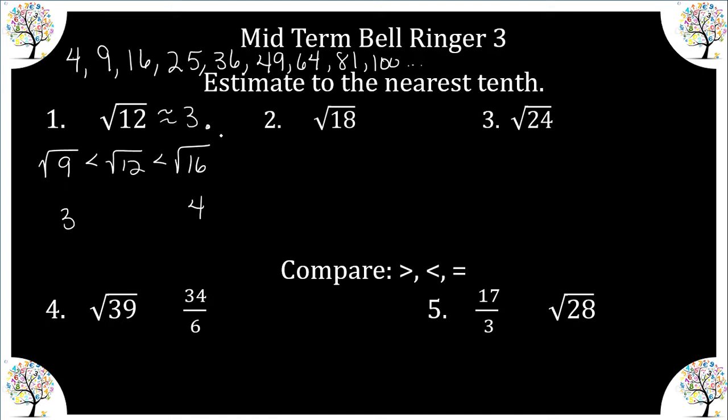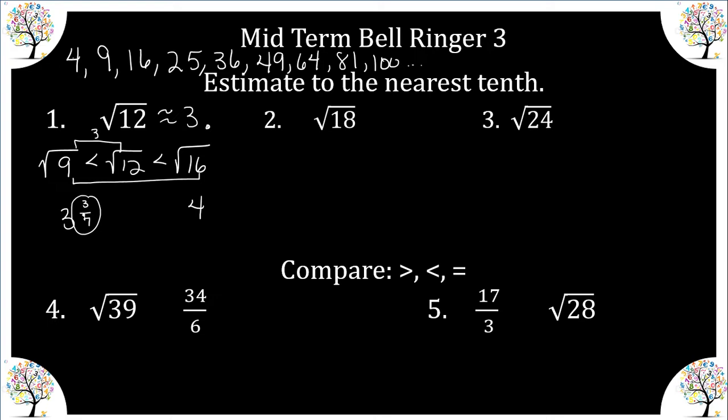So to find the decimal part, we first need to write it as a fraction. So from 9 to 12 is a difference of 3, and from 9 to 16 is a difference of 7. So the square root of 12 is about 3 and 3/7, but they want us to write it as a decimal. So we're going to convert 3/7 into a decimal.